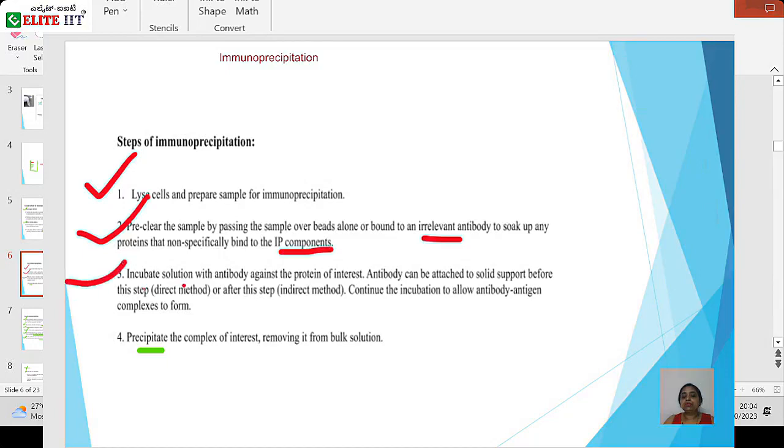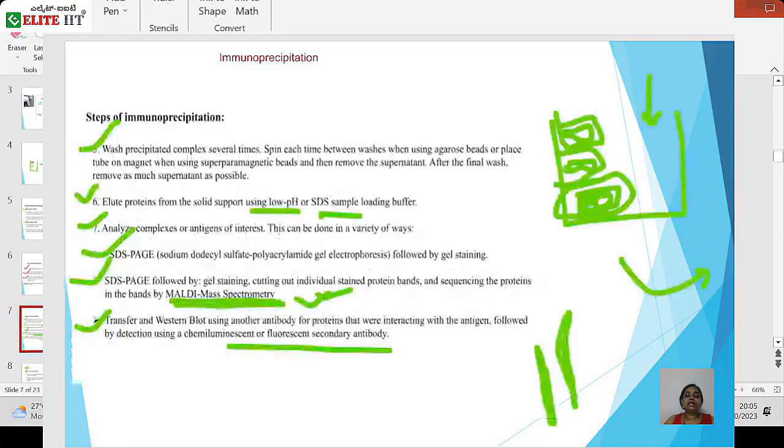Third step is incubate solution with antibody against the protein of interest. Antibody can be attached to solid support. Solid support means beads. Before this step, direct method, or after this step, that is called the indirect method. Now continue the incubation to allow antigen antibody complex to form, and finally you precipitate the complex of interest and remove it from the bulk solution. And now you can do washing to remove the unwanted antigen.